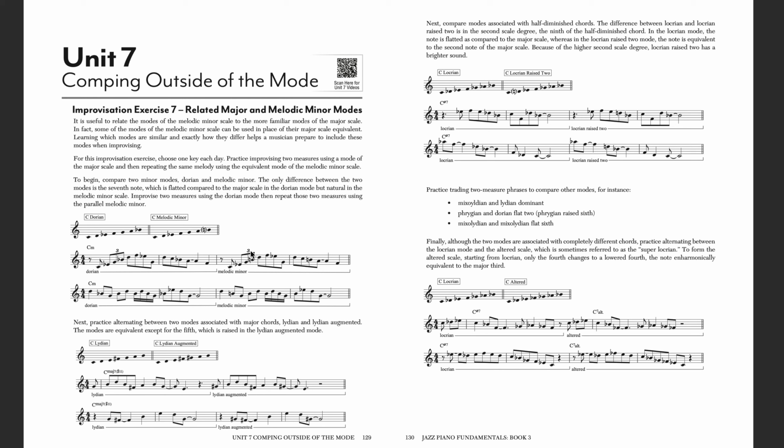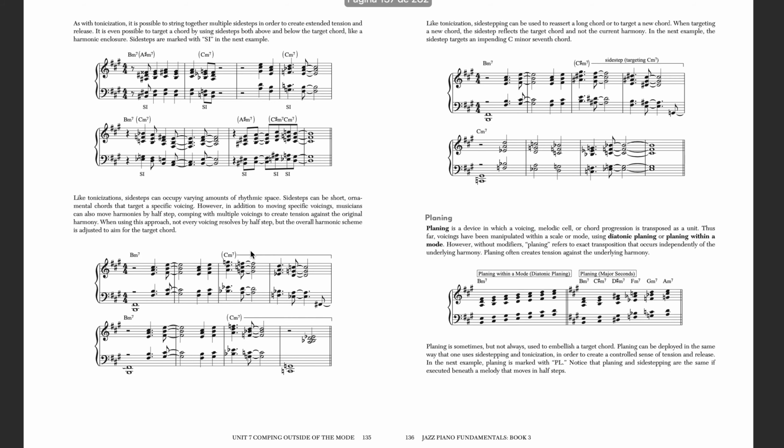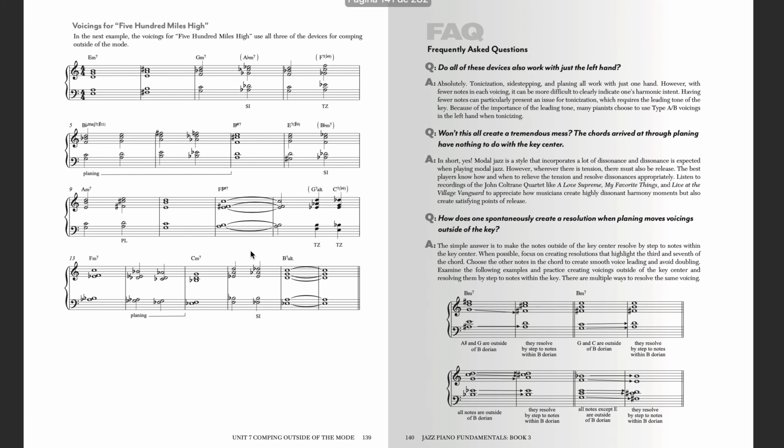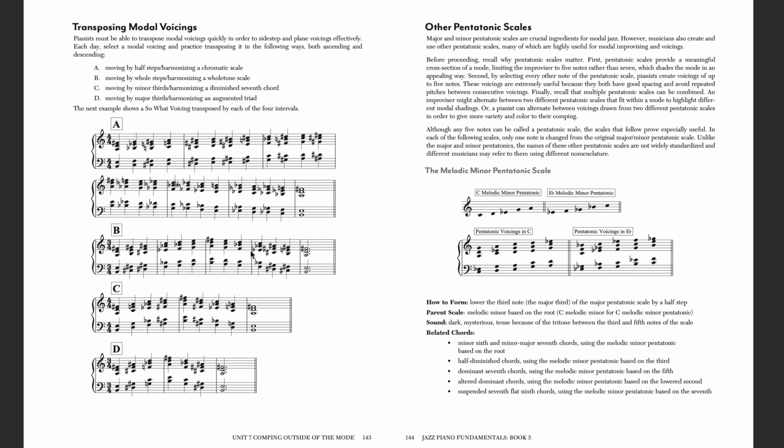of the modes. So we could consider this playing out, so we're talking about comping outside of the mode, using things like tonicization, sidestepping, planing. We talk a lot about planing in this book. Good written practice here on all those things. Good practice transposing modal voicings to prepare you to be good at planing.